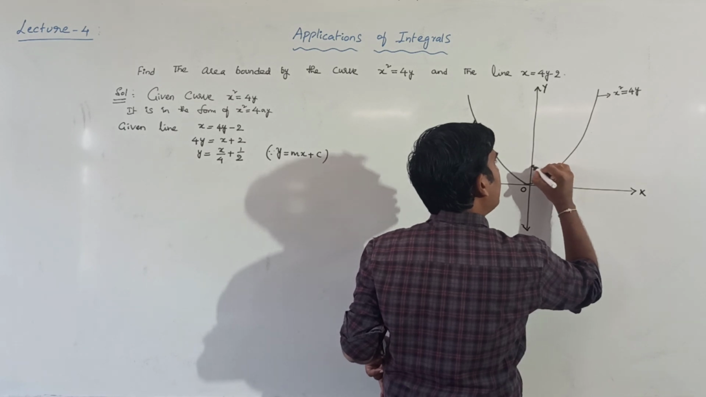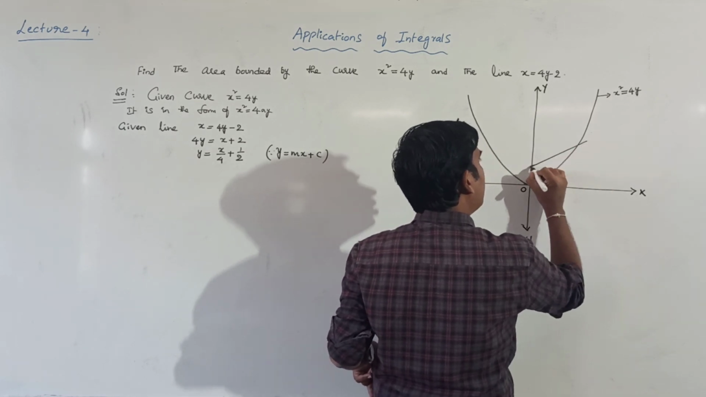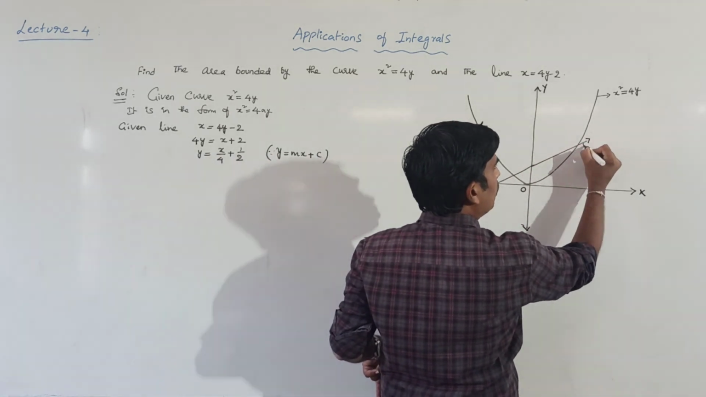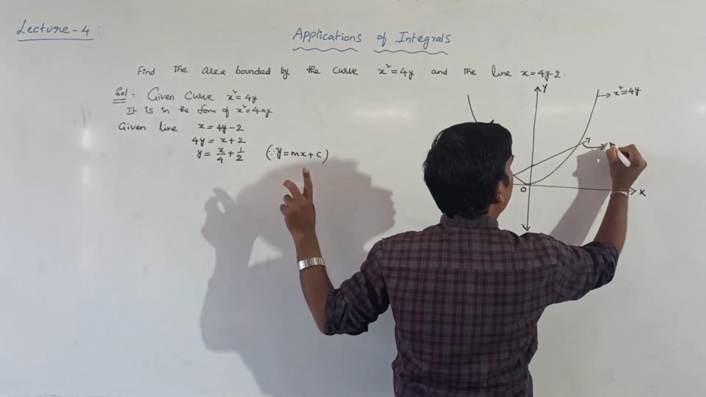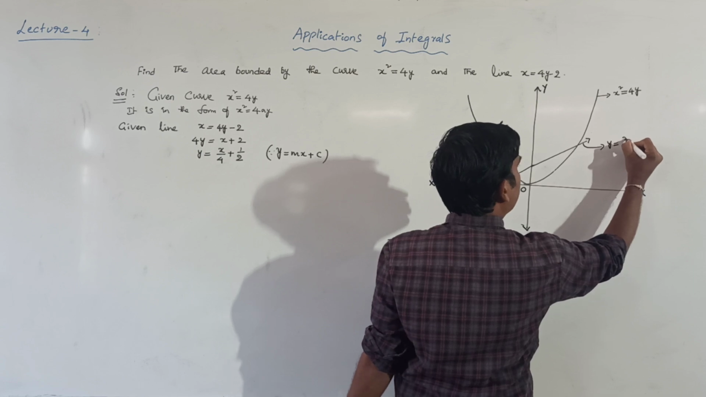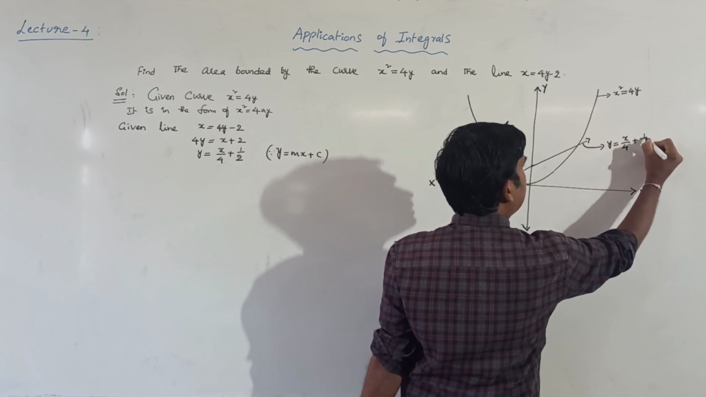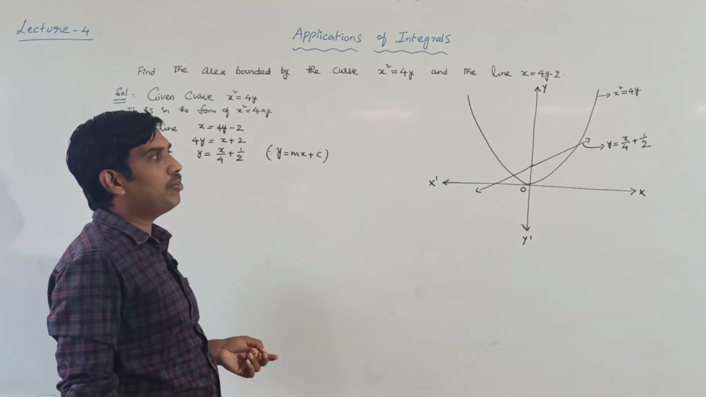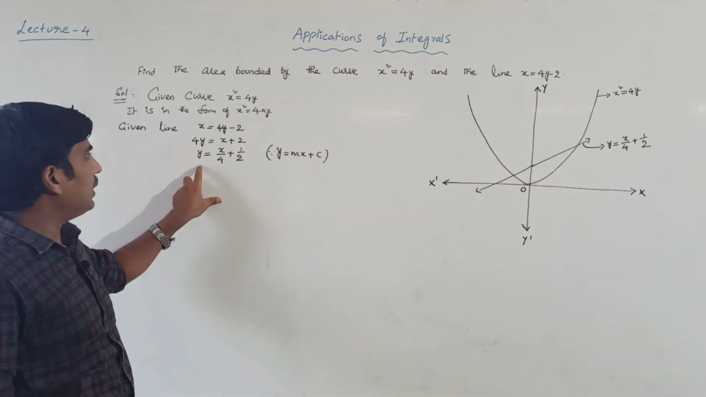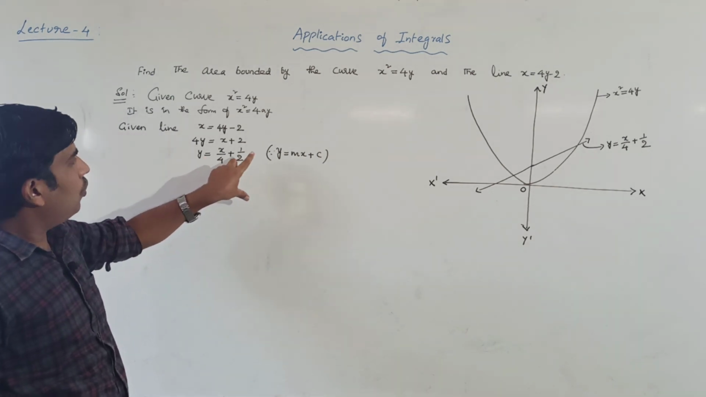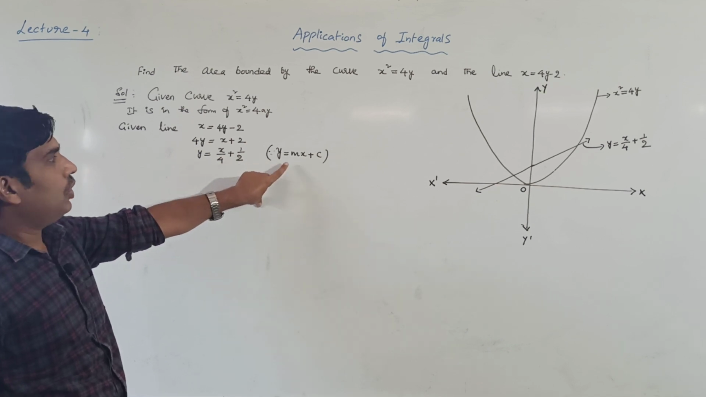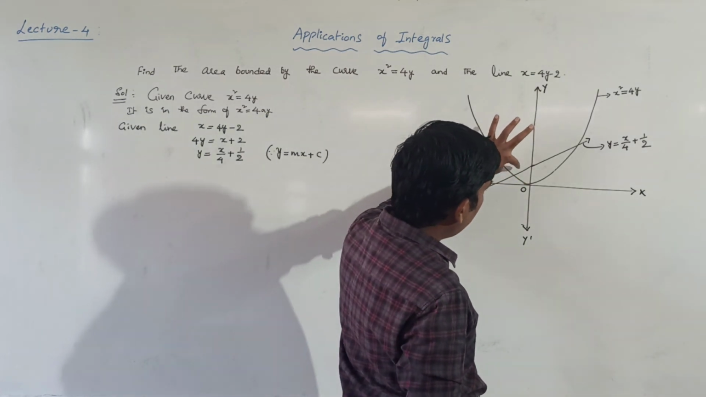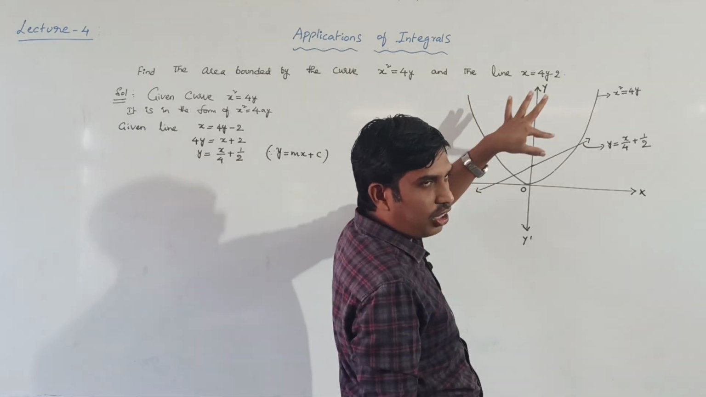Now if I draw one line like this, this is y is equals to x by 4 plus 1 by 2. So the given line I converted like that. It represents a straight line equation, y is equals to mx plus c, with c nothing but the y-intercept. So this is the y-intercept 1 by 2, and we get a line drawn like that.